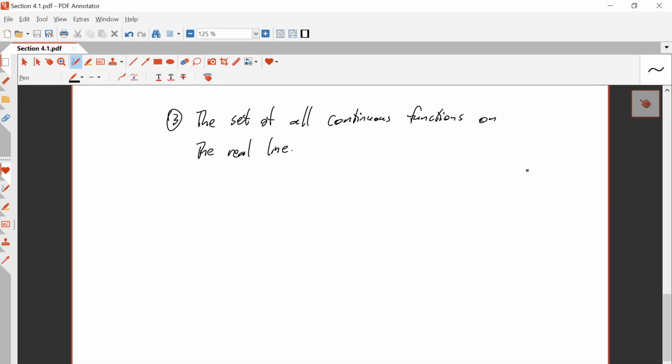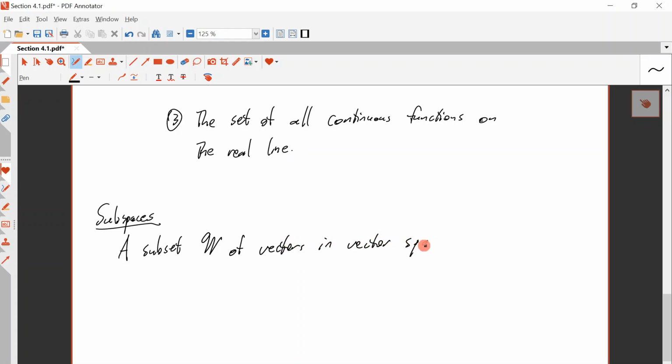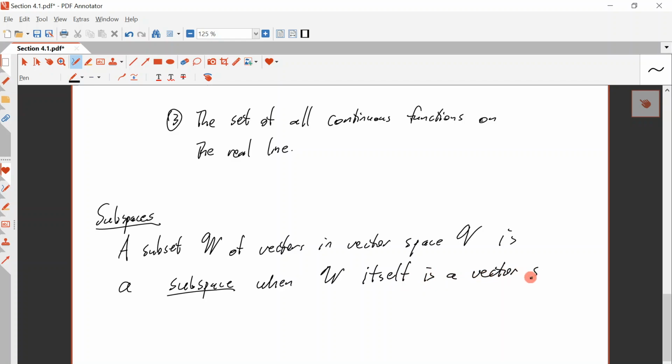All right, subspaces. So a subset W of vectors in vector space V is a subspace when W itself is a vector space. So it's a vector space contained within a larger space.